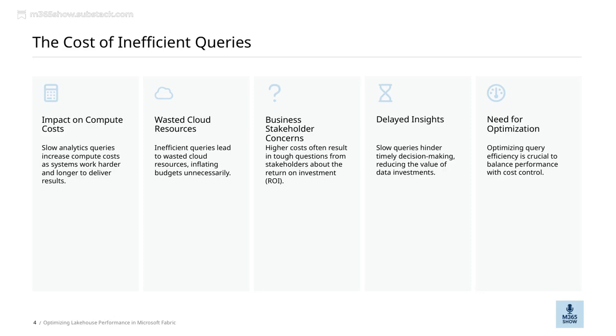Inefficient queries also waste cloud resources, inflating our budgets unnecessarily and reducing overall efficiency. And let's not forget, slow analytics queries force the system to work harder and longer, which drives up compute costs. So it's clear that the cost of inefficient queries isn't just about slow performance. It impacts our entire ecosystem, from finances to decision-making. This is why optimizing Lakehouse performance in Microsoft Fabric is so important. It's all about making sure we get the most value out of our data while keeping costs in check.